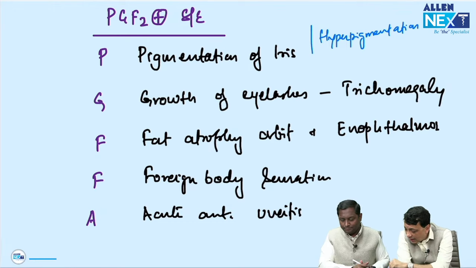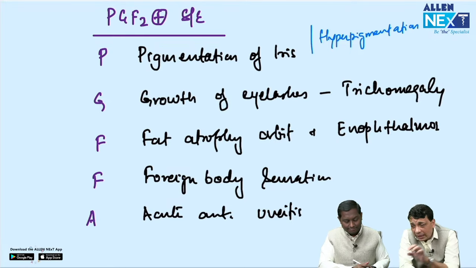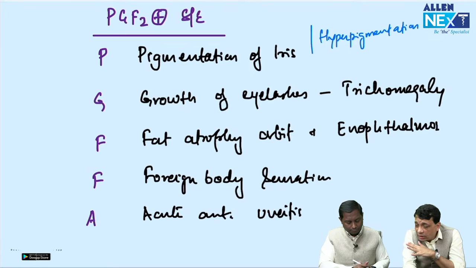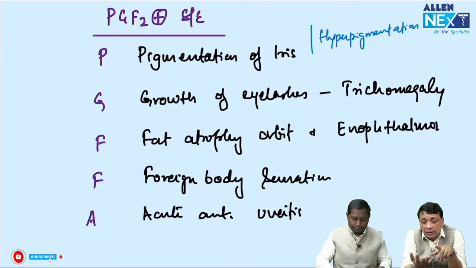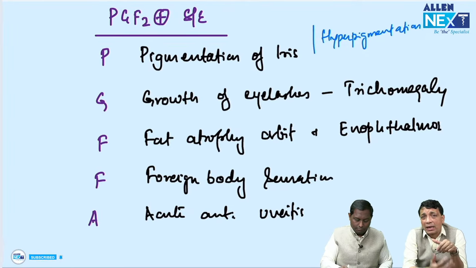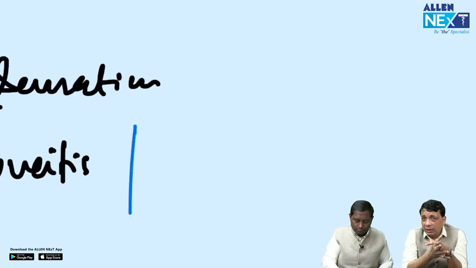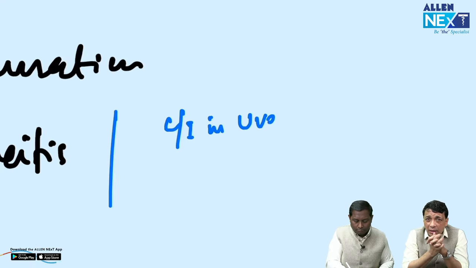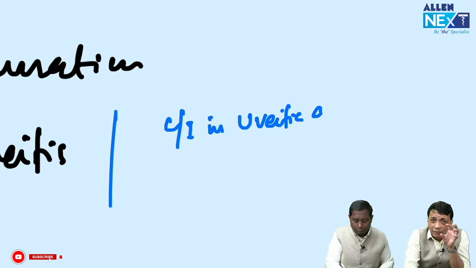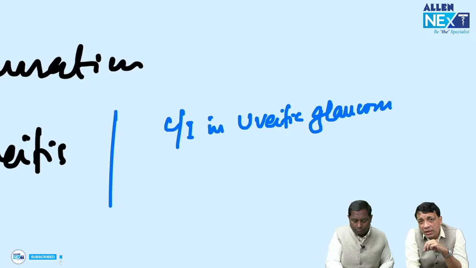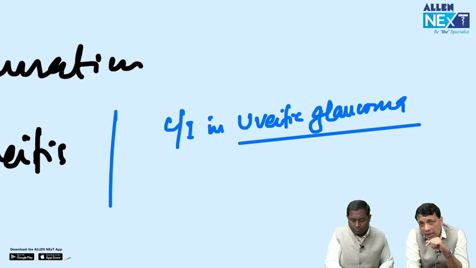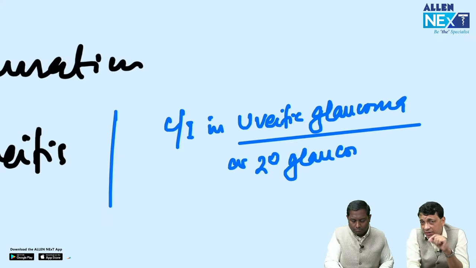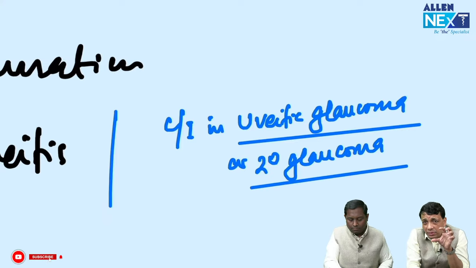That is one. Second, as you mentioned, is uveitis. If any condition has uveitic glaucoma, uveitis leading to secondary glaucoma, prostaglandin is contraindicated. Third contraindication, they also have a risk of cystoid macular edema, CME. So any time you want to give anti-glaucoma drugs, you have to watch out for CME. A question often asked is which anti-glaucoma drug is contraindicated in patients after cataract surgery. After cataract surgery, you sometimes get secondary glaucoma.